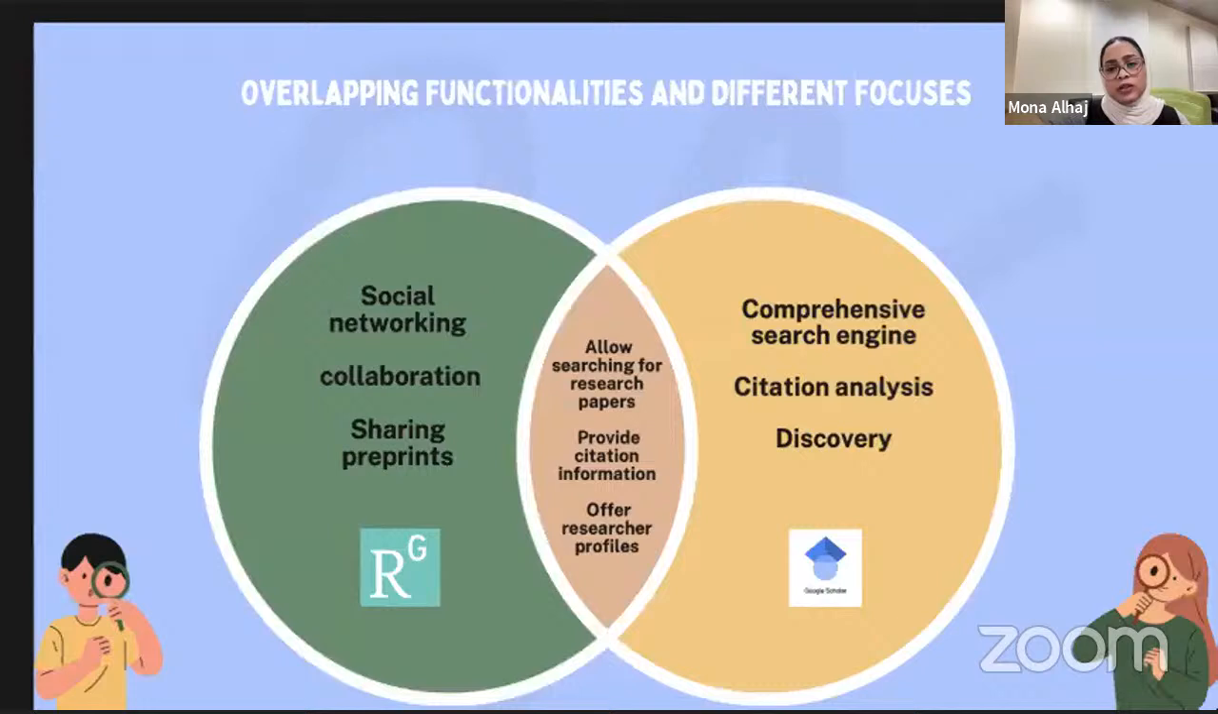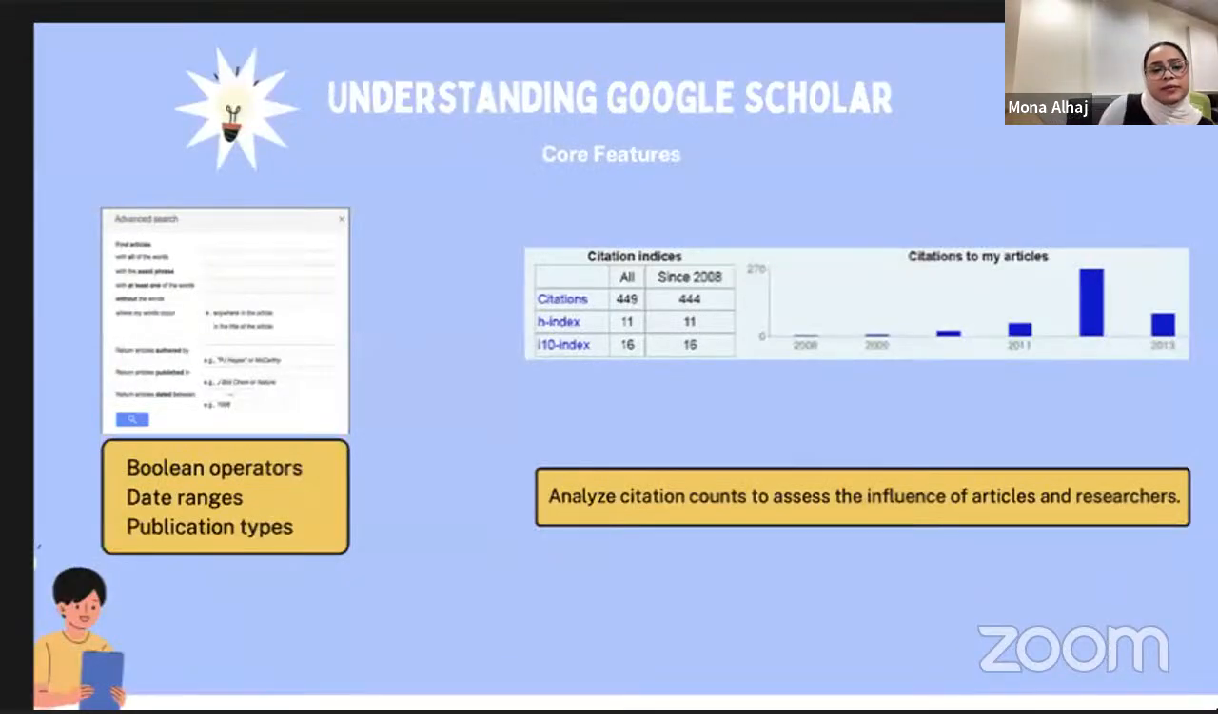So what Dr. Mohammed is trying to explain regarding ResearchGate and Google Scholar. Google Scholar is focused solely on the academic. It's a powerful tool for finding relevant research articles and staying up to date with the latest advancement in your field. Google Scholar provides several tools to help you find information.